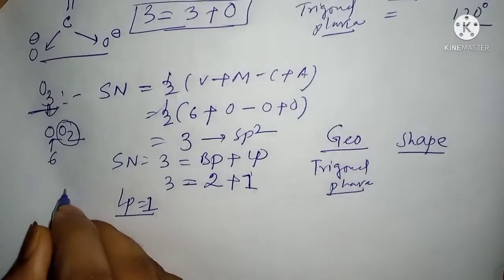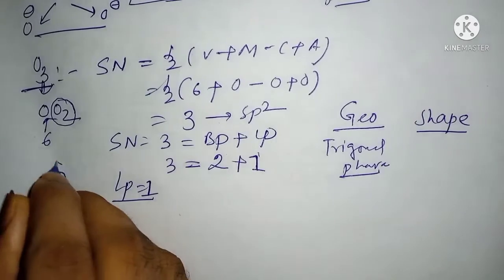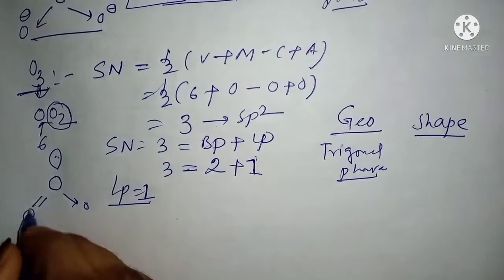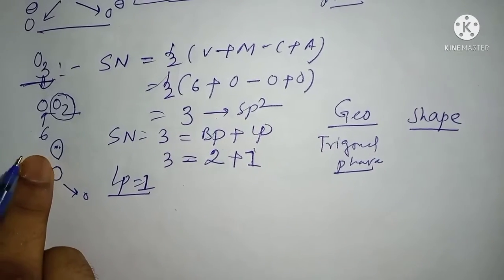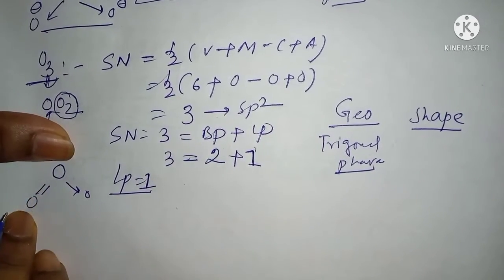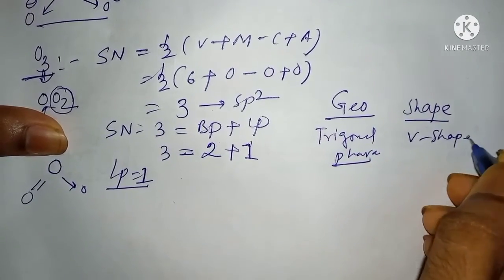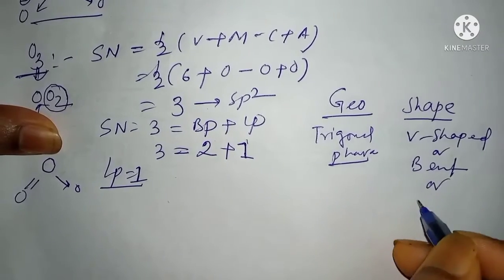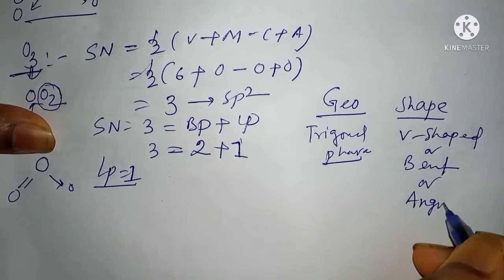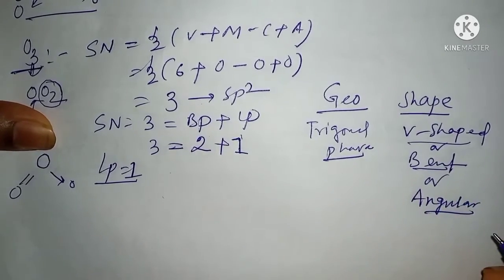The structure is O double bond O with 1 lone pair. There is 1 lone pair and 2 bond pairs. To determine the shape, we do not consider the lone pair. So this is V-shaped, also called bent shaped, or angular shaped. Remember these 3 names: V-shaped, bent shaped, or angular shaped.